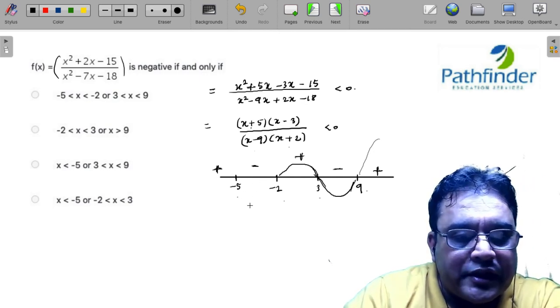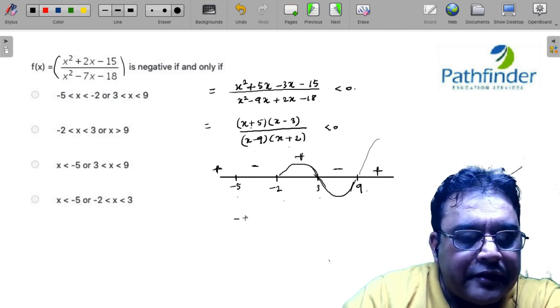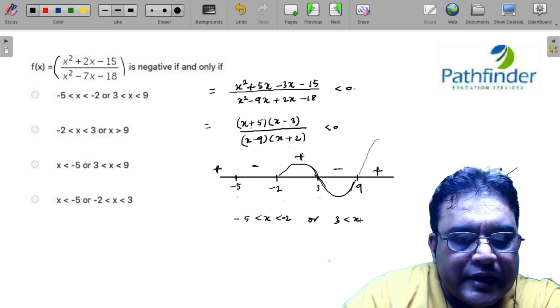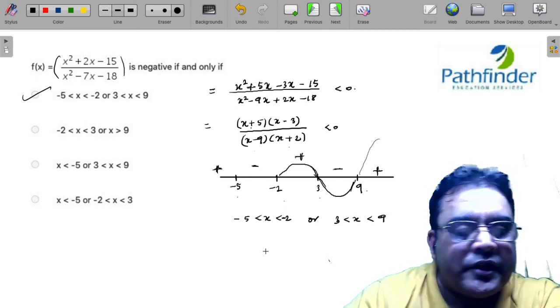So from this discussion, what can we see? That the graph is negative if minus 5 is less than x, is less than minus 2, or 3 is less than x, is less than 9. So option A is your answer.